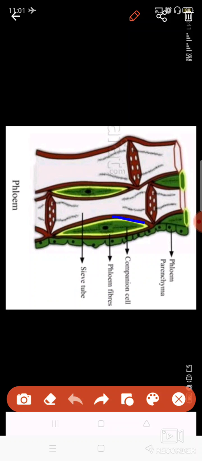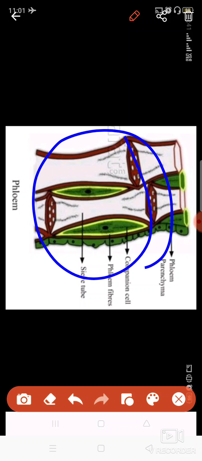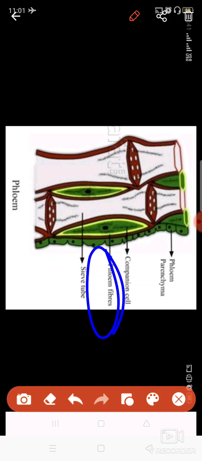These are the elongated cells. These elongated, brown colored cells which you see are known as phloem fibers. Phloem fibers or phloem sclerenchyma, their function is to support this tissue. This tissue is supported by phloem fibers. And then comes the main translocatory cells which is known as sieve tube.